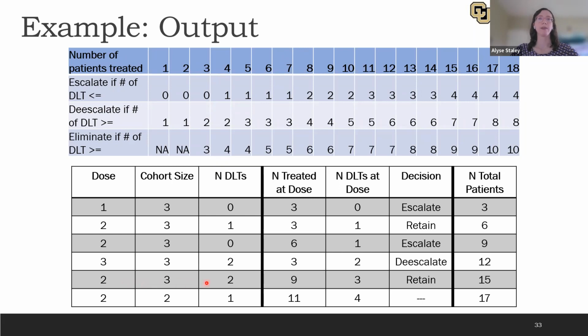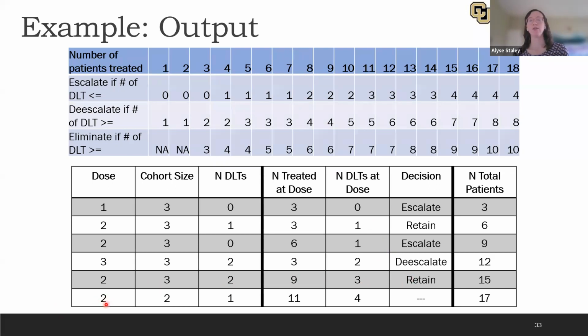Again, we have a cohort size of 3, and let's say this time we've had 2 DLTs, and when we add up all 3 cohorts, we had 9 total patients treated, and if we add up all of the DLTs at this dose level, we have 3 DLTs. And again, we'll go to our table, this time to 9. 3 is in between our escalation and de-escalation, so we will retain.